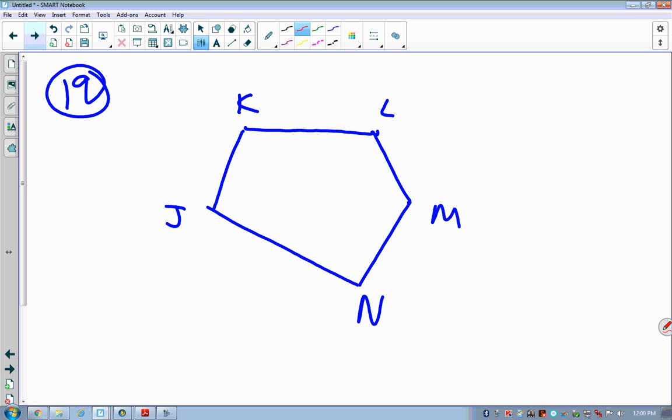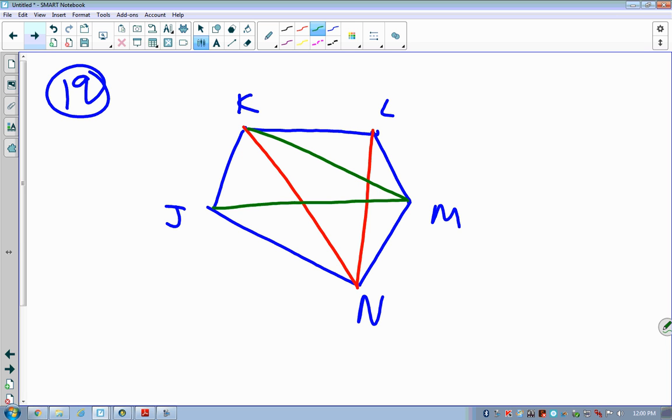We check the diagonals, right? Is that diagonal inside or outside the polygon? Inside. Let's draw another diagonal. Is that diagonal inside or outside the polygon? Inside. I can't draw any more diagonals to that point, so let's try there to there. Inside or outside? Inside. Inside or outside? Inside, okay.